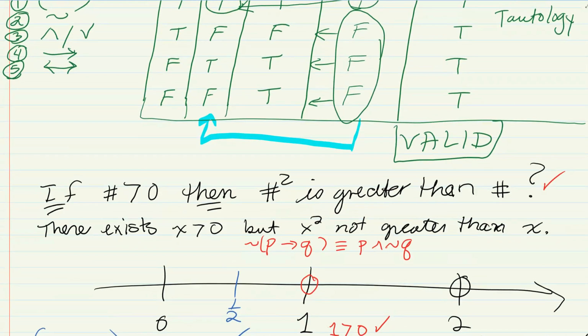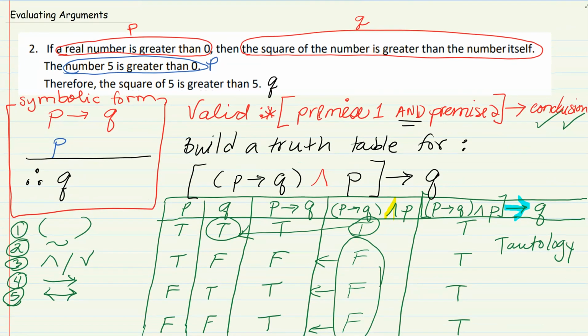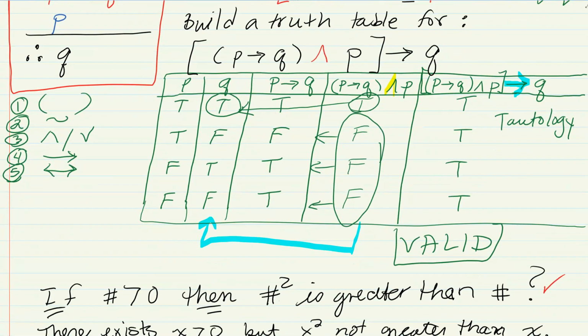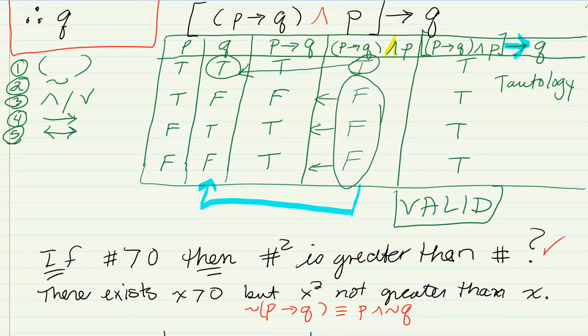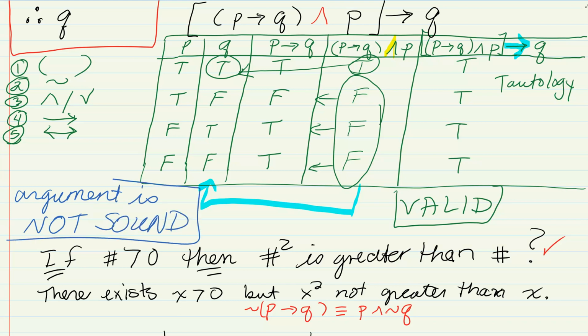Okay, so if we go back to our statement here, this premise is false. And when one of the premises is false, we say that the argument is not sound. And that is it for this argument.